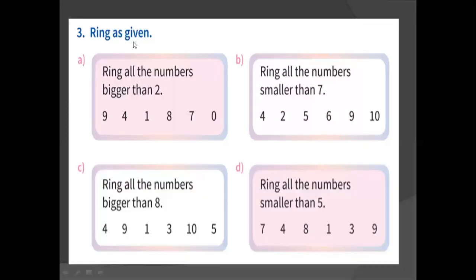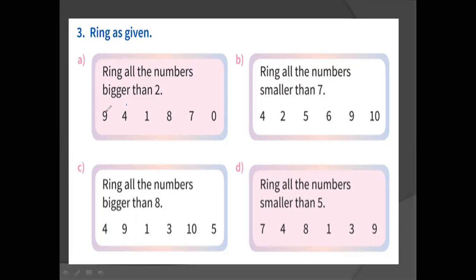Next, ring as given. Now we have to ring as given. See here, they have given some notes. According to that, we have to ring. Ring means we have to put a circle on it. Okay, ring as given. Ring all the numbers bigger than 2.